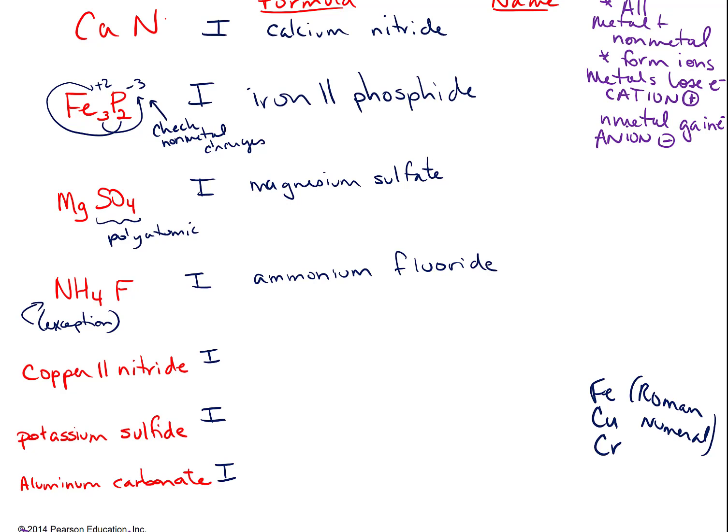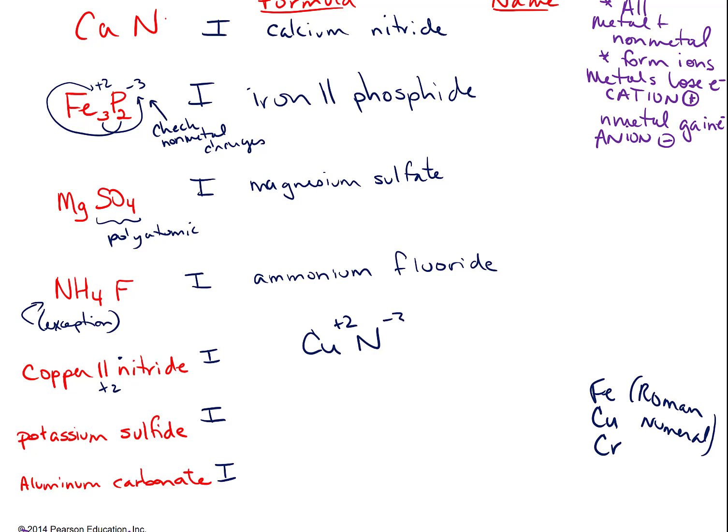Copper 2 nitride. So with these last 3, we're going from names to formula. So just put down the symbol for each one. So that means I know I have a Cu and I have an N. Copper 2 tells me that I have a +2. So the Roman numeral 2 tells me the charge, just like up here with the iron, the charge is why I put that Roman numeral in front.